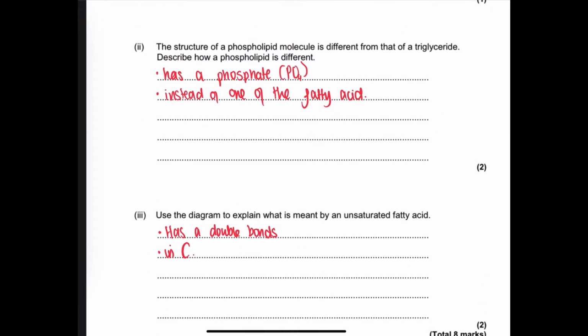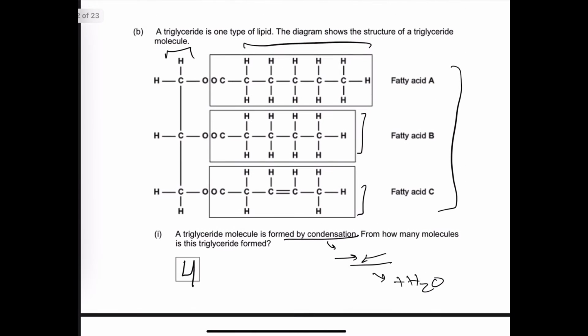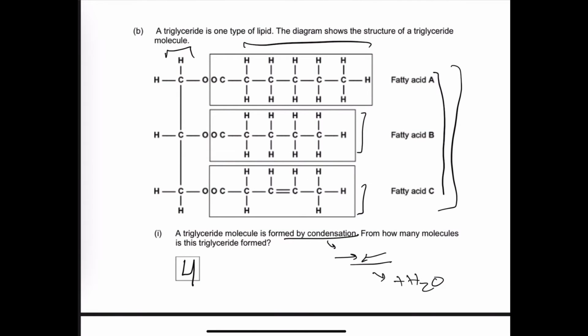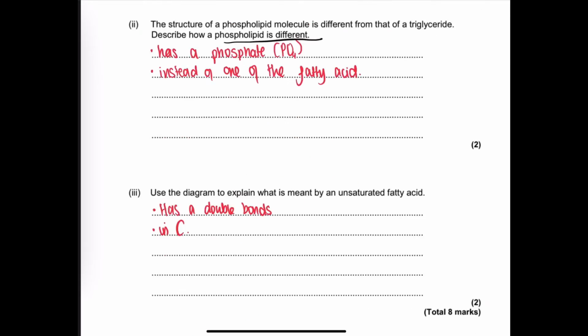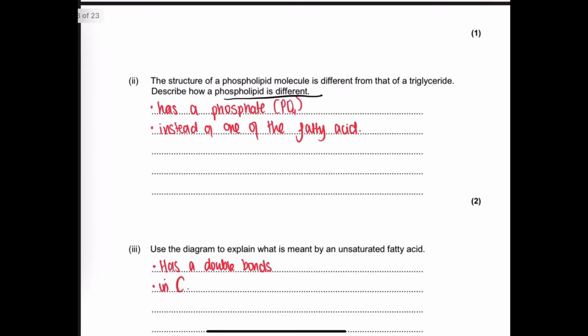So 2i, the structure of a phospholipid molecule is different from that of a triglyceride. Describe how a phospholipid is different. So if you see over here, this is a triglyceride. You have 3 fatty acids all connected to one glycerol. So a phospholipid is the exact same thing, except they do not have one fatty acid. They only have 2, and this one's actually connected to a phosphate group. So that is the key difference between a phospholipid and a triglyceride.